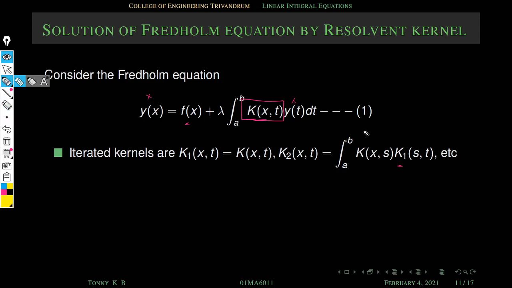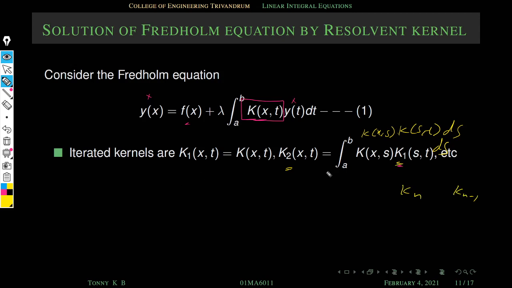In the case of k2, k1 is the same as k, so this actually becomes k(s,t). One ds is there. K2 of x,t equals integral a to b k(x,s) into k1 of s,t ds. The integration is with respect to s, not x and t. So here we defined k2 using k1. That's why this is iterative. In general we define kn using k(n-1).